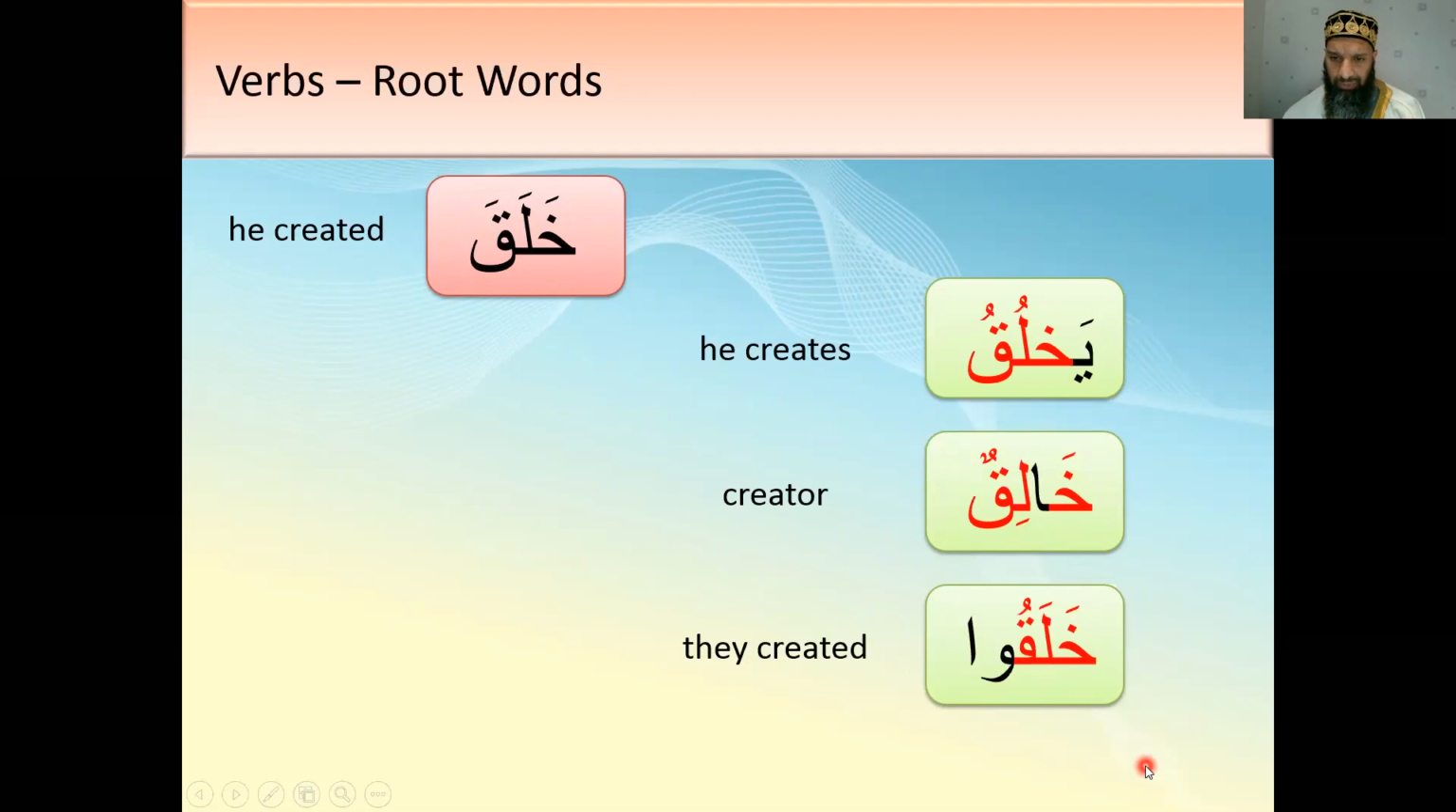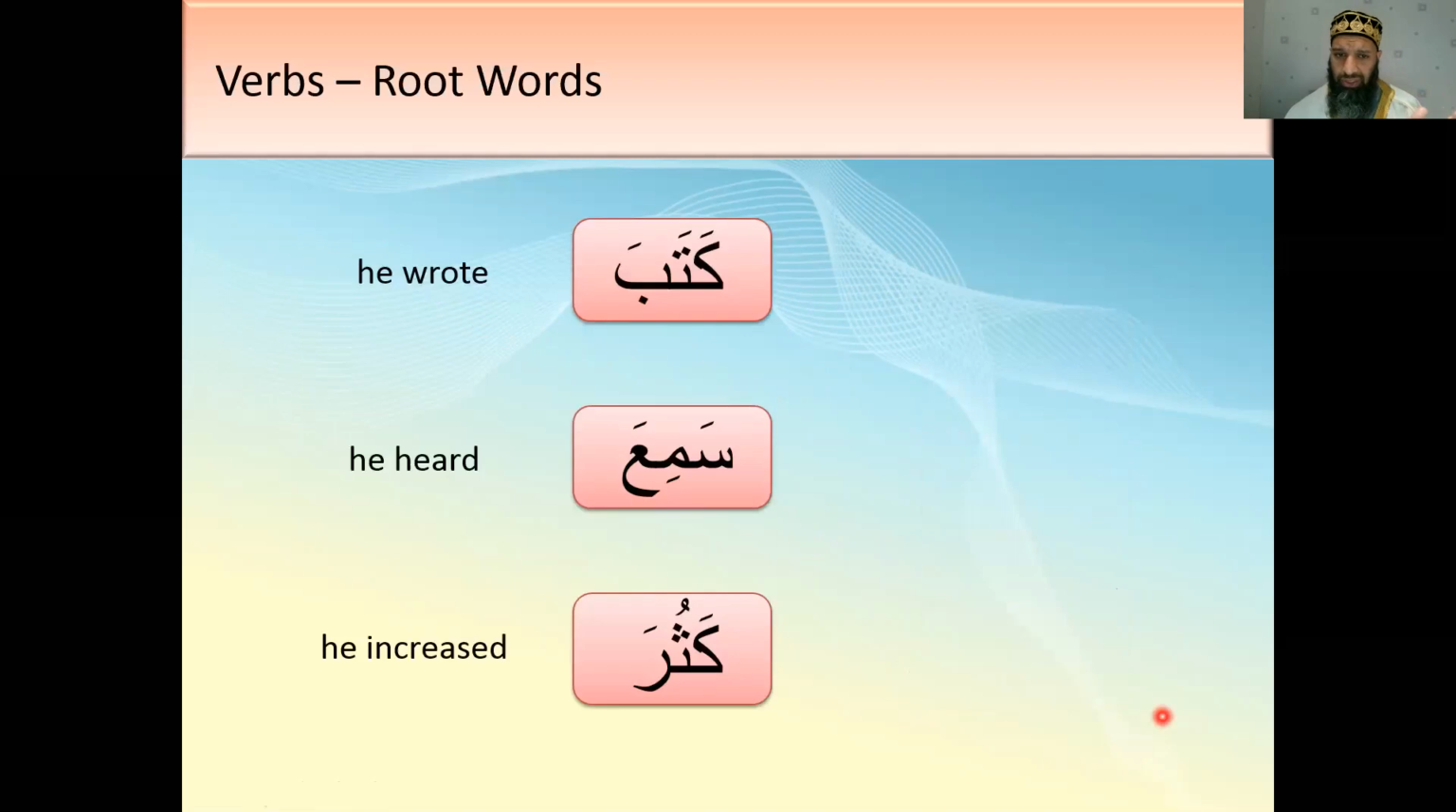So this was just an example to show you that you can change and add words here and there. It's a template, once you apply that template, it changes the word. And this is the most important thing you need to know. Also, I mentioned that root words all mean he did that thing. He wrote, he heard, he increased. So we know the root word is always he did that thing, whatever that verb is.